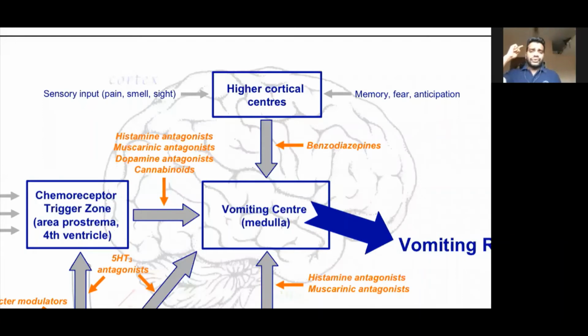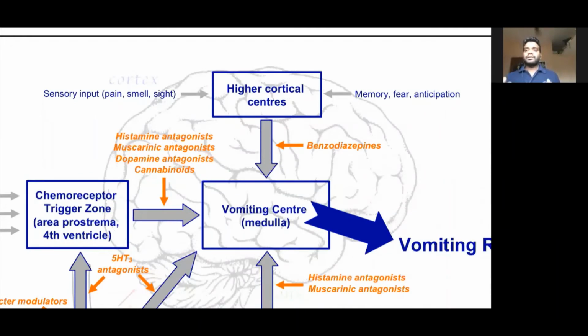Here the sensory information can be smell and sight. You saw something, you smelled something. Sometimes even that can trigger nausea and vomiting. You know that if it is very foul smelling, that can cause you to vomit. Sometimes the memory, the fear, the anticipation, this is what I was talking about, anxiety, can itself provoke vomiting. Do you agree? Have you ever experienced it?